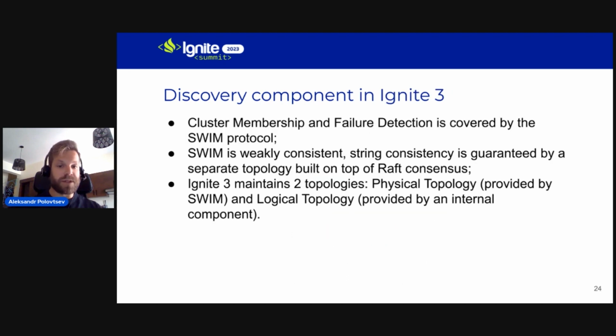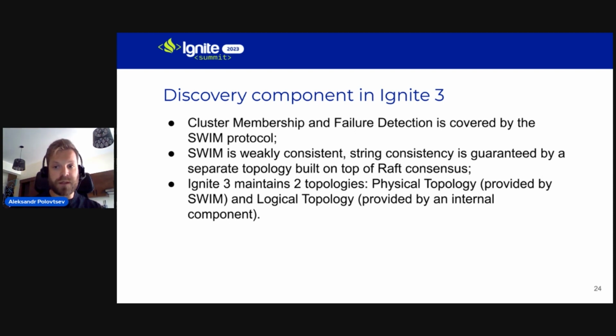Now, having discussed Ignite 2, let's dive into discovery in Ignite 3 and what happens there. First of all, the discovery component is no longer used to deliver ordered messages, since different components of Ignite 3 use a replication protocol based on Raft, which provides the same guarantees on its own. Secondly, the membership information, and as you may remember, membership information is about maintaining a list of alive members of a cluster, is provided by a protocol called Swim.